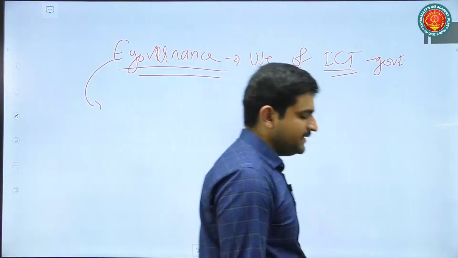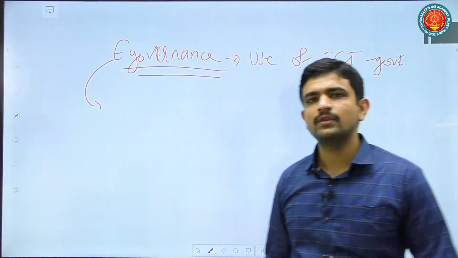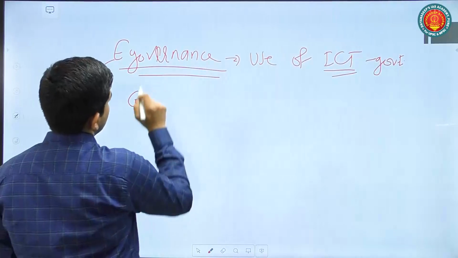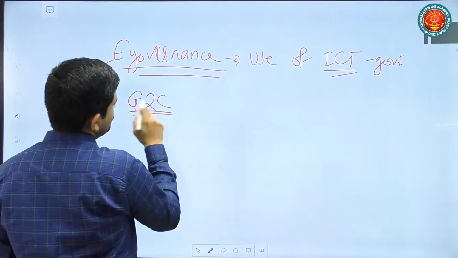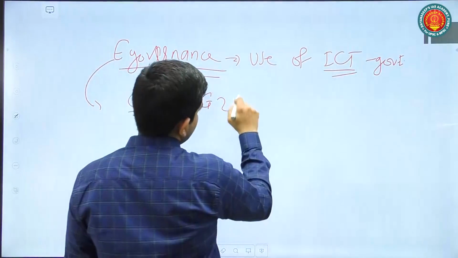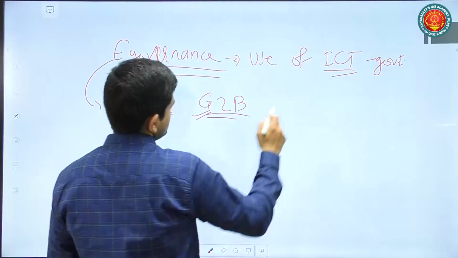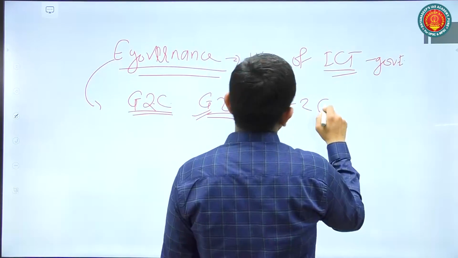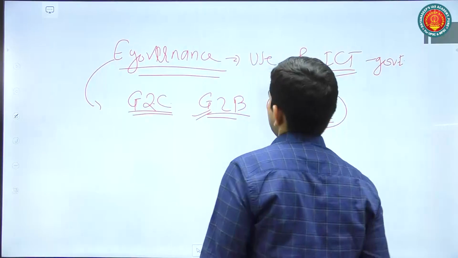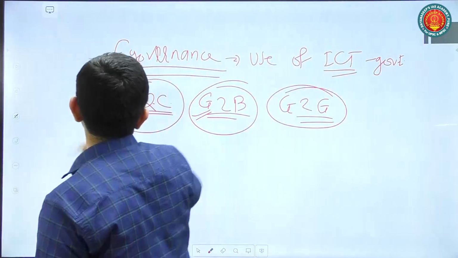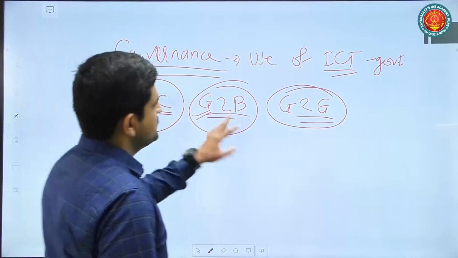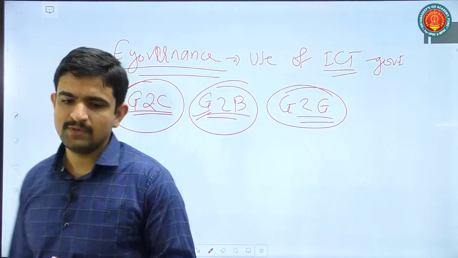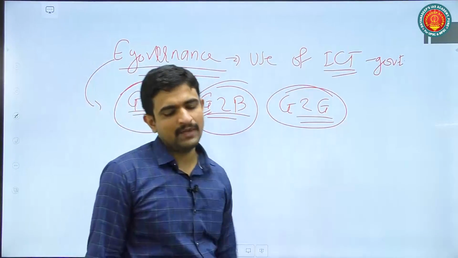Then use of ICT alone is not enough, but you also have to think about other aspects. So there are various dimensions. For example, this can be used at G2C, government to citizen. Then G2B, government to businesses. And then G2G, government to government. So these are the three dimensions that you can mention. In a way to ensure your record keeping is very improved, e-governance is very crucial.